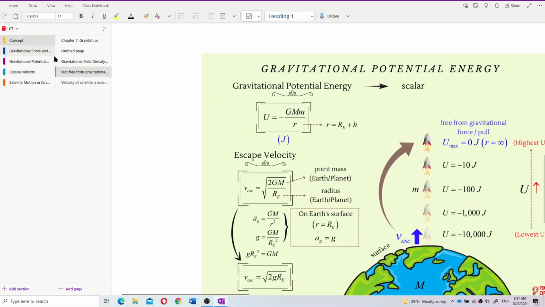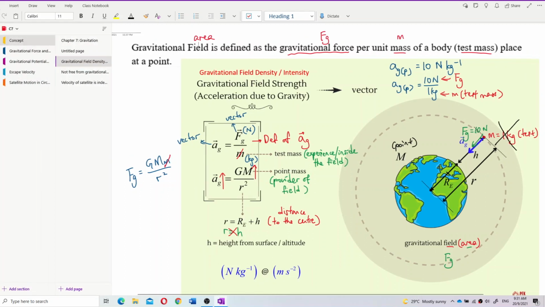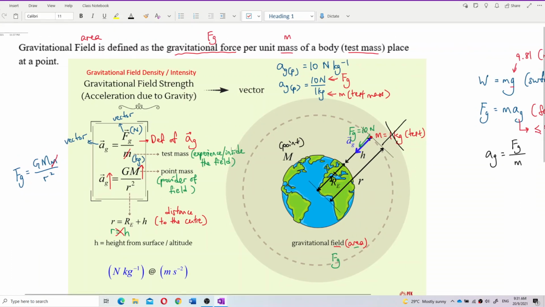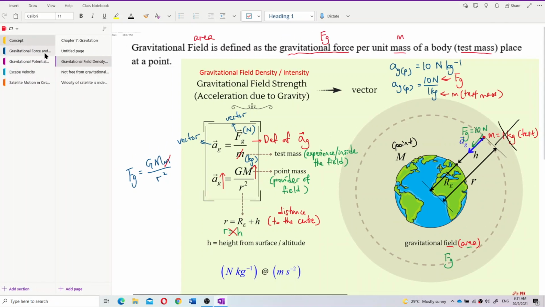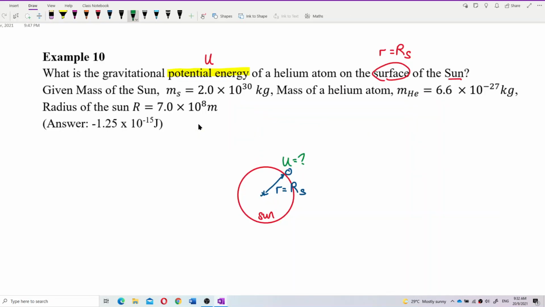Just like before, when we learned about gravitational field strength, the R there is the radius of the planet plus altitude. But now it is on the surface, so just take the radius of the planet, because the altitude h is 0. So U equals negative GMm over R, where R is just the radius of the sun.